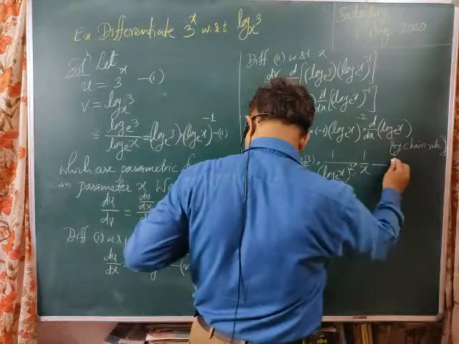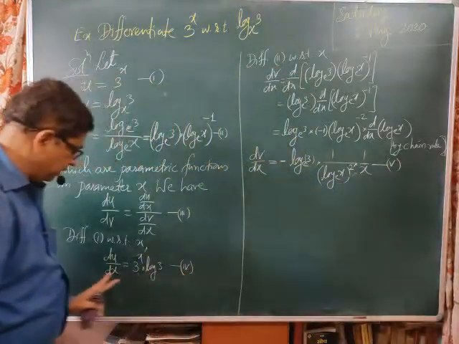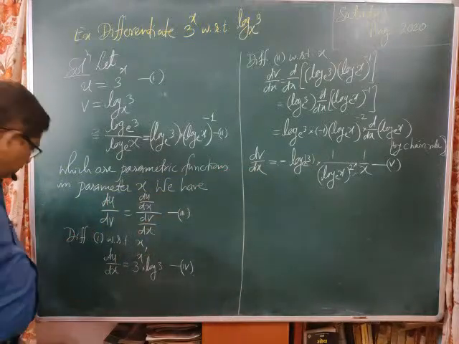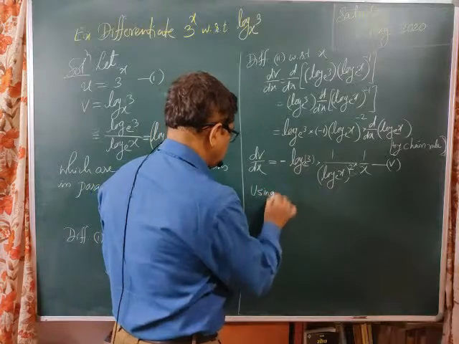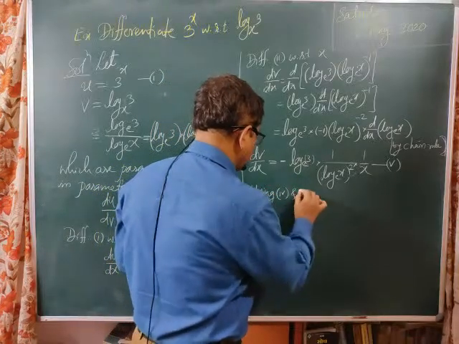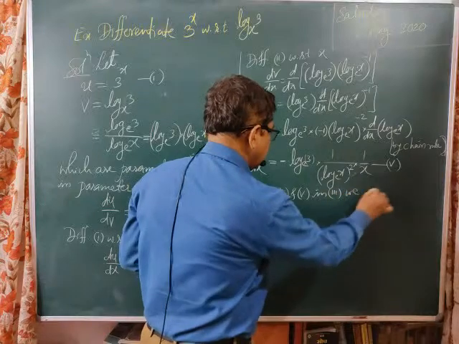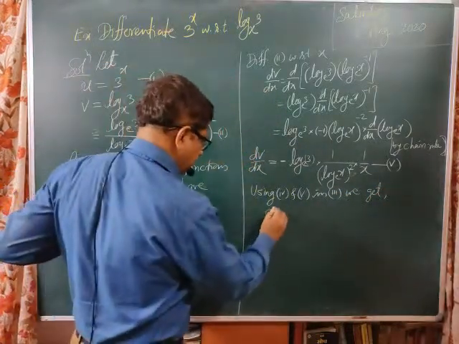Call this as next equation 5. So equation 4 gives du by dx, equation 5 gives dv by dx. Use 4 and 5 in 3. Using 4 and 5 in 3, we get. So see what we get.